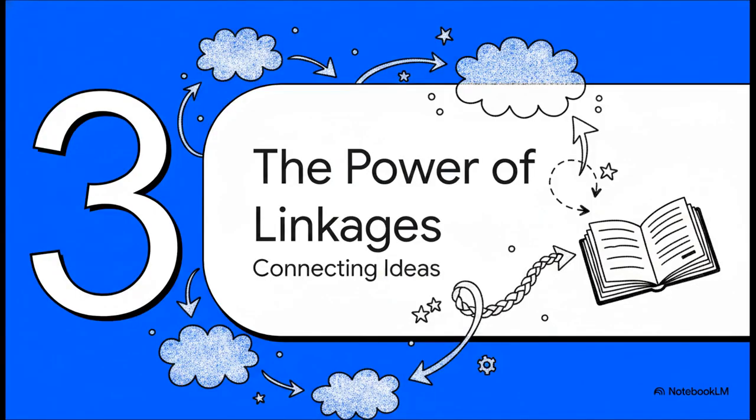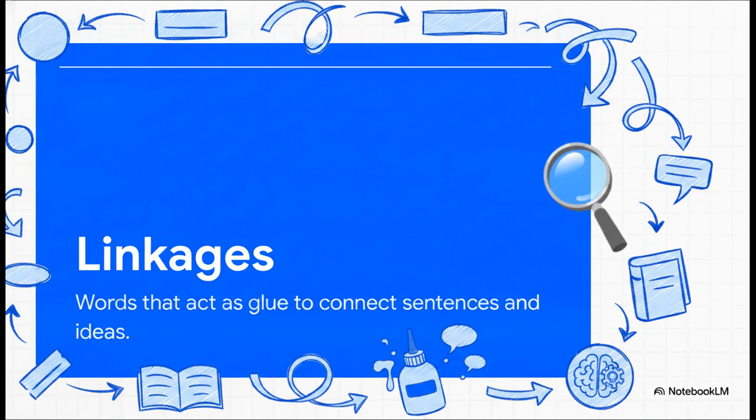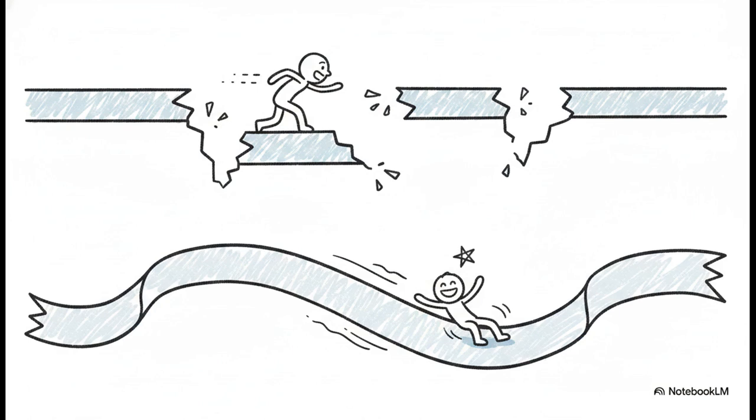All right, on to section 3, the power of linkages. Here we are talking about linkages, which are also known as references. Basically, these are words, usually pronouns and demonstrative adjectives, that act as the invisible glue within and between sentences. They substitute for other words to connect ideas smoothly together. Because without this glue, reading is a totally monotonous chore.